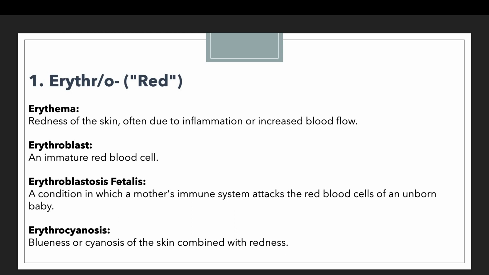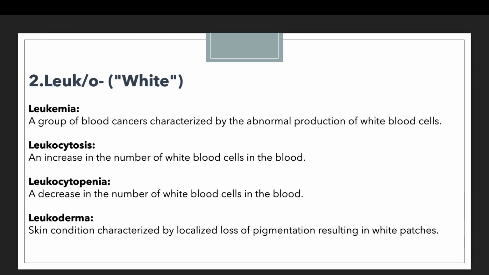Okay, so just to showcase that red color, we are using the prefix erythro or erythr. Okay, so this is all about the erythro or erythr. Now we will look at the next prefix. Next prefix is leuco, leuk or leuco, which is used to denote white color.